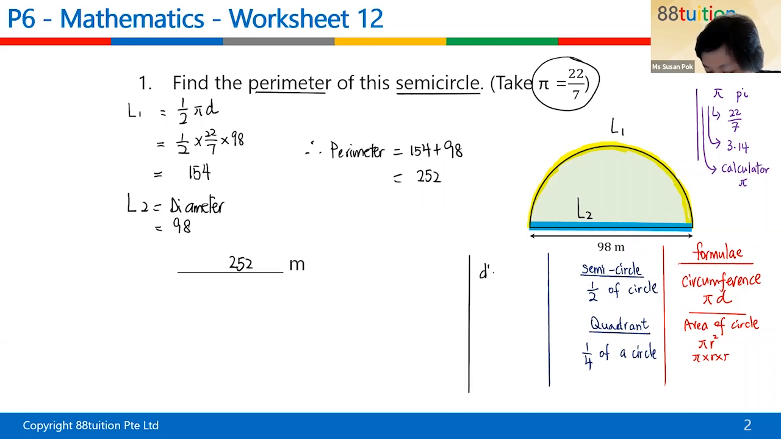Diameter is the line across the center and touches 2 points. Another word we call half of the diameter, we call them radius. Radius is actually half of a diameter. So you understand, last week we covered a little bit. Diameter is the line across the circle, cutting through the center.